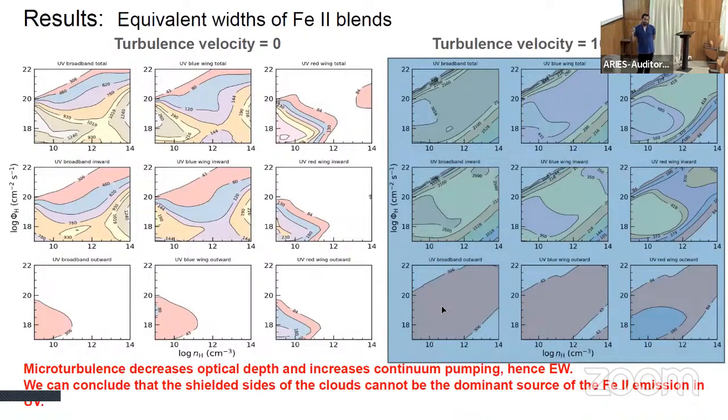One more reason why we choose this 100 kilometers per second is that this much turbulence is predicted by those magnetically confined, pressure confined cloud models. They suggested in their MHD simulations that there could be turbulence of the order of a few hundred kilometers per second.